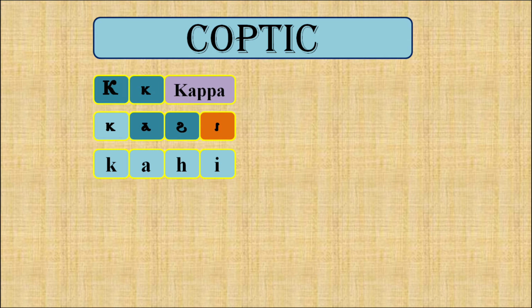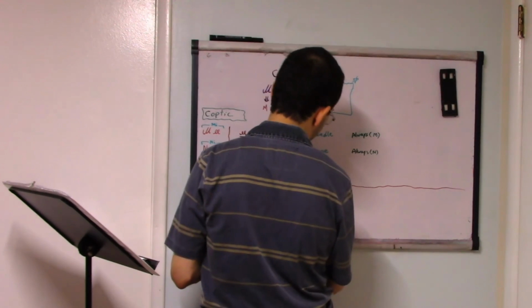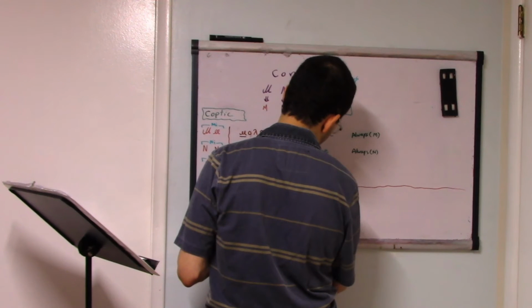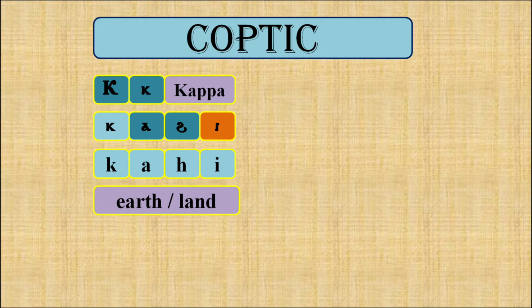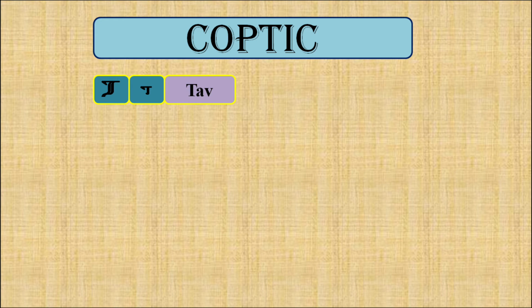So we get the word kahi. Kahi means earth or land. As always, whenever I give you two meanings, you're not required to know both. You can just know one or the other. I don't care. Just pick one and learn. So earth or land. And then that's, of course, always K. Almost there. Two more for the Coptic and then we wrap up this lecture.